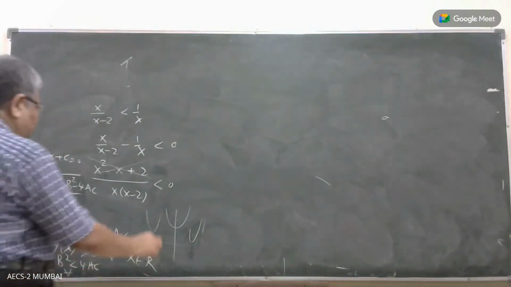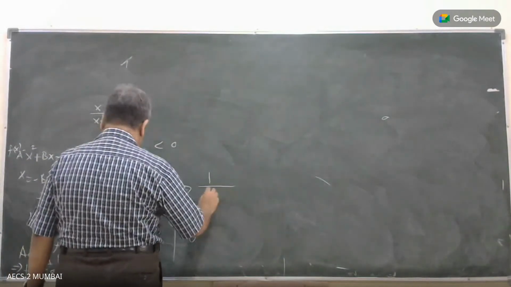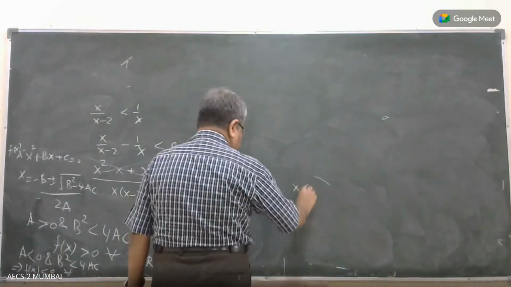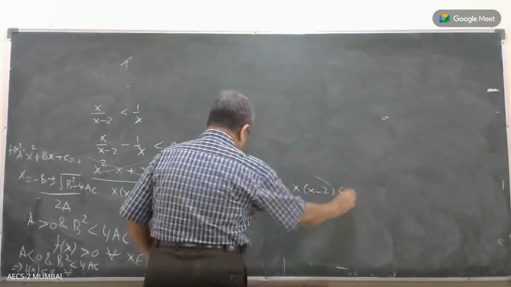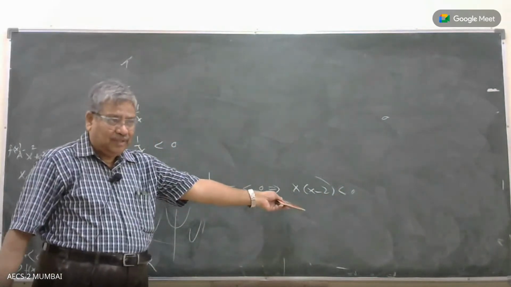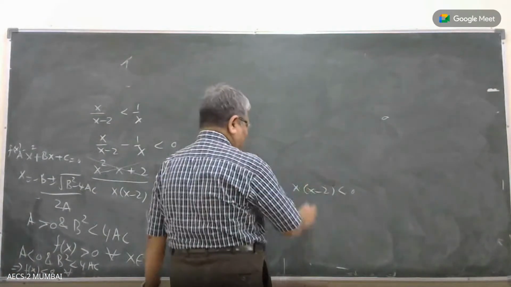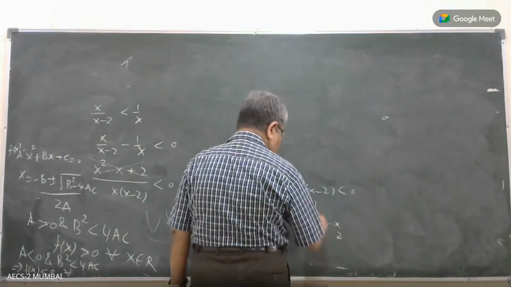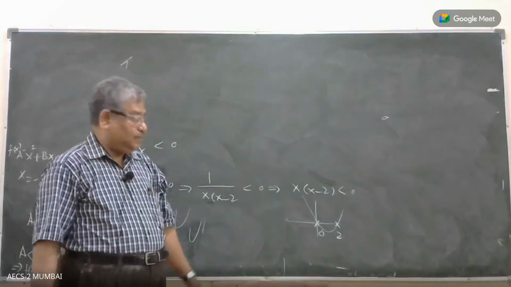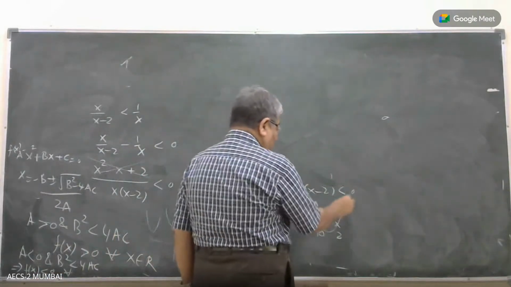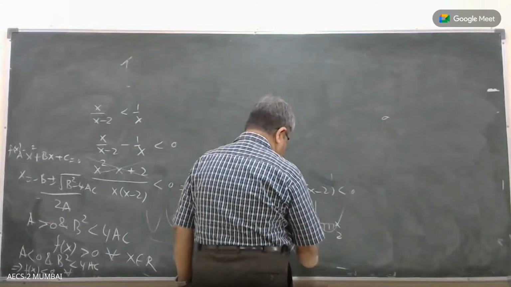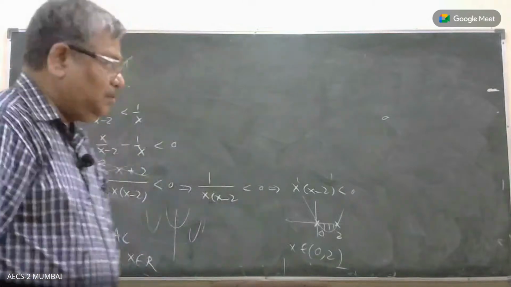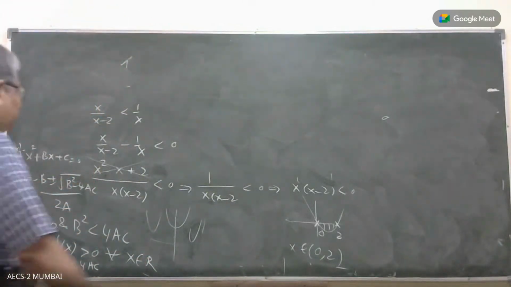So this will be what? And this means what? This is negative, so is this correct? And this you can do by the alpha beta method or graphically. These are the nodes, they are 1, 1. Where is this negative? What is the solution? 0, 2. Correct? We have solved this inequality. Now next.